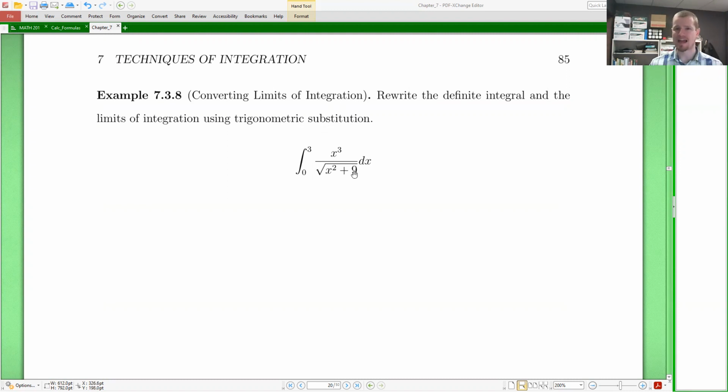The nice thing about this is that, once we make our change of variables, we won't actually have to change it back into x, because our final answer isn't the antiderivative. Our final answer is a number. So we don't have to do all of that changing back. All we have to do is the movement forward, trying to get ourselves into something that we can integrate relatively easily.